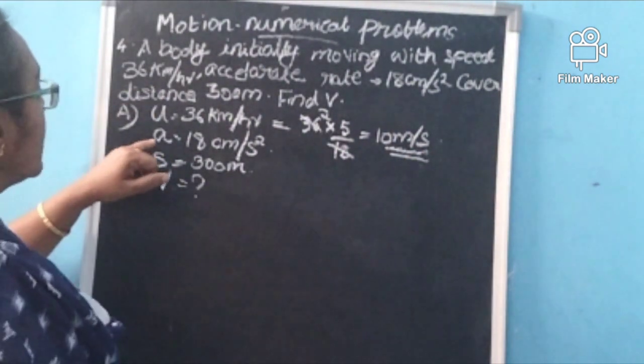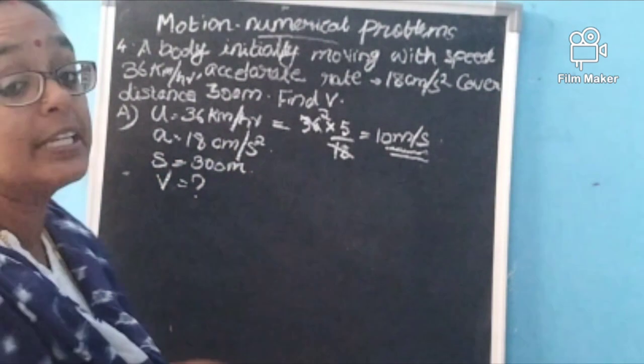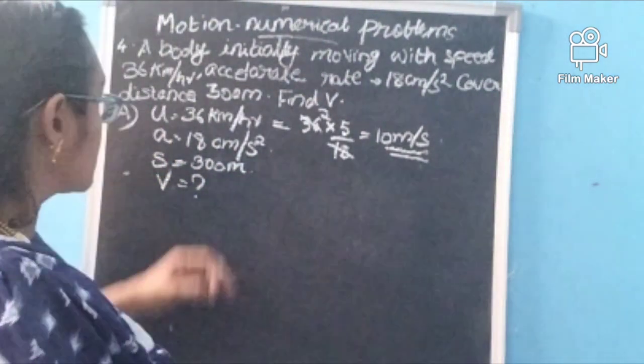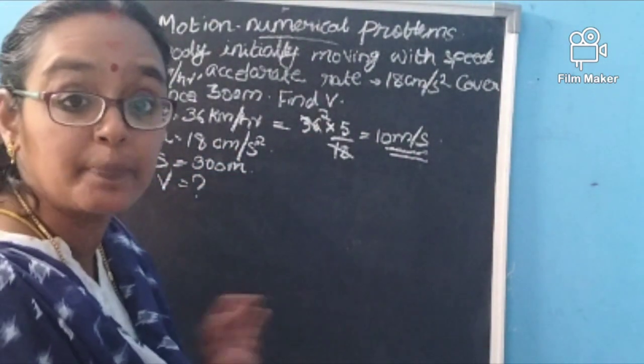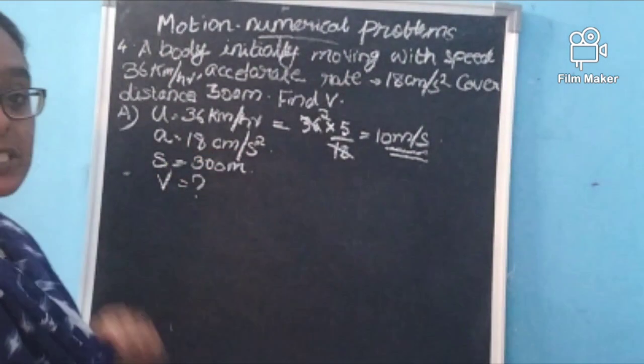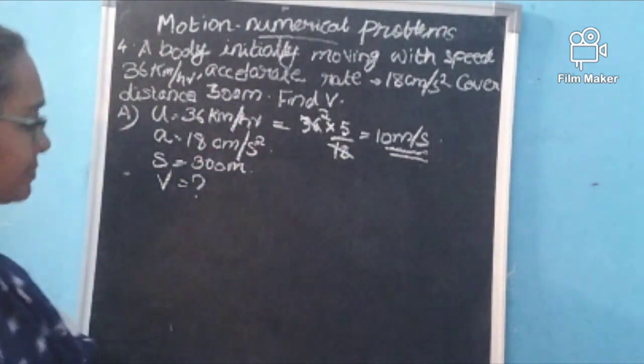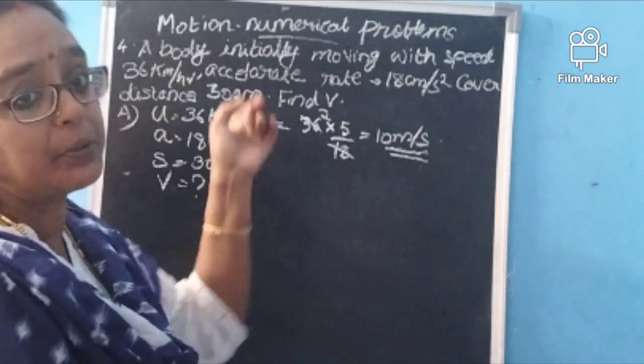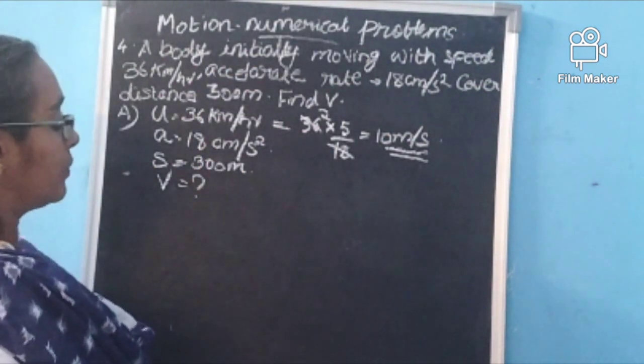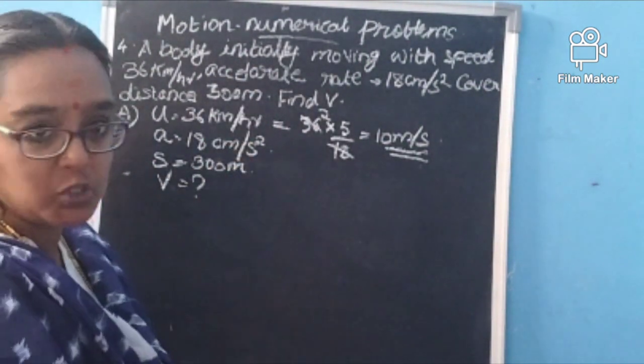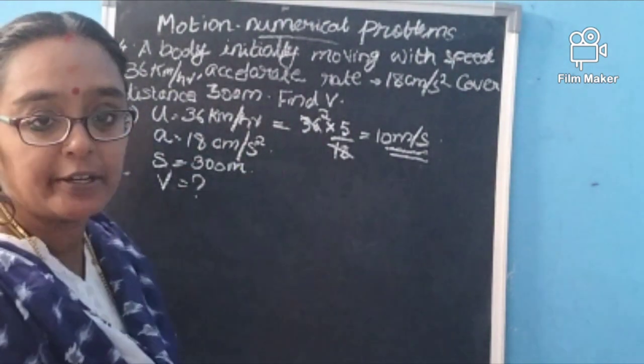Okay. Then A is equal to 18 centimeter per second square. So this centimeter per second square is not acceptable. We have to convert it into meter per second square. So what we have to do? Convert this into meter per second square. So how can it be converted? Second is having no change, but centimeter has to be converted into meter.